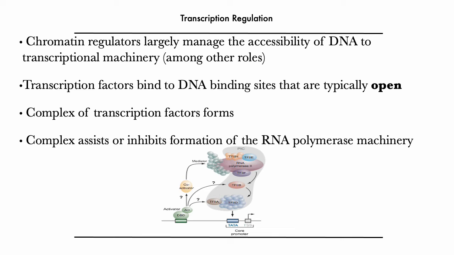What then typically happens is that some transcription factors come in to bind to DNA binding sites that are either at, for example, distal enhancers or at proximal promoters. Transcription factors typically bind to open or accessible DNA sequence. And so after transcription factors bind and, for example, help recruit the basal transcriptional machinery, you basically get a complex of transcription factors forming, which then eventually recruit RNA polymerase and enable transcription to happen.